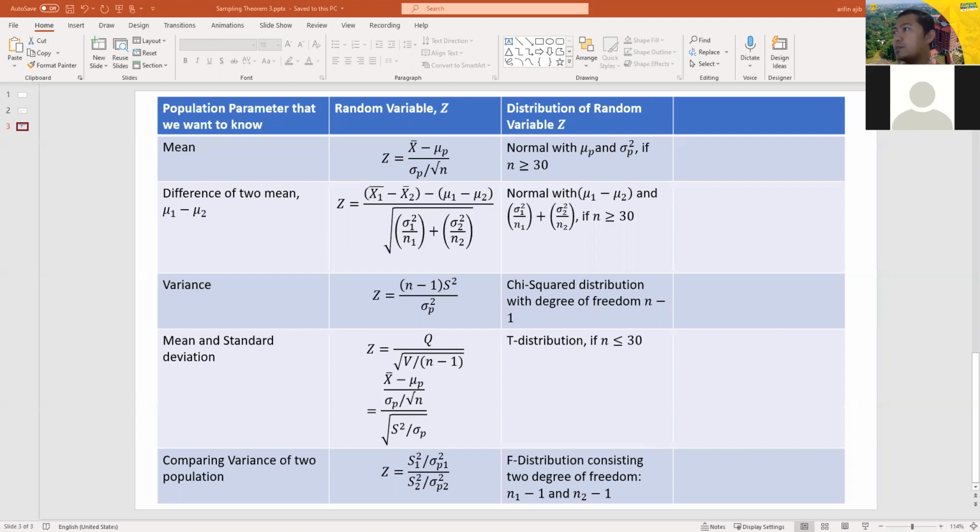Our topic. Hopefully, this is the last meeting for us talking about the sampling theorem. So, as a reminder, why do we study the sampling theorem? Why do we study the sampling theorem?